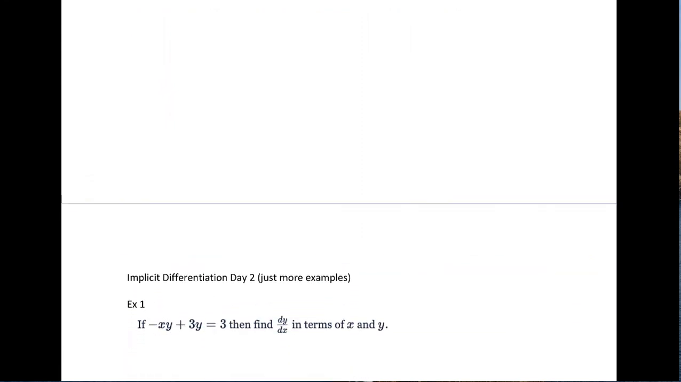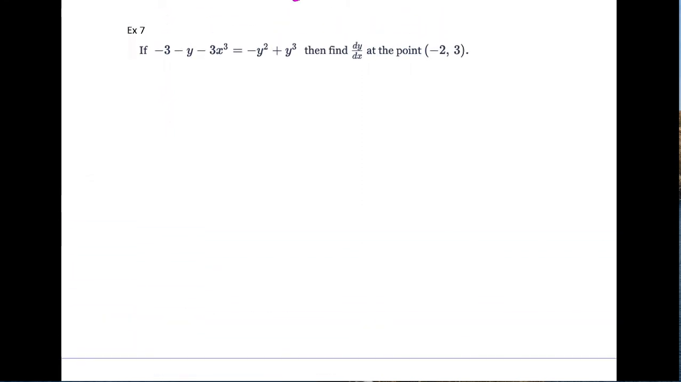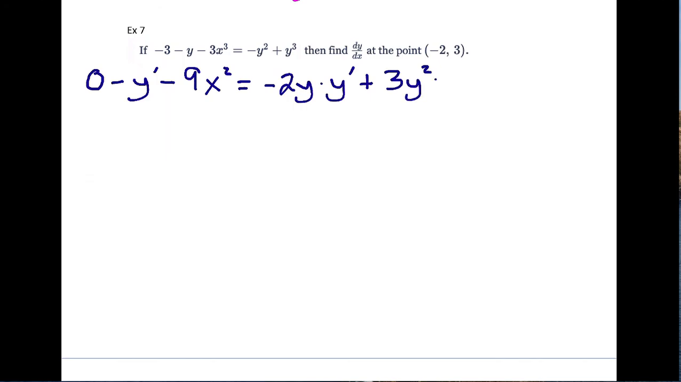Okay, last example. Now I'm going to find it, but I'm also given a point that I'm going to have to evaluate it at. So let's go through the process and just find y prime again. We take the derivative of this, got 0, because the derivative of negative 3 is 0. Derivative of y, y prime. Derivative of minus 3x cubed minus 9x squared. Derivative of negative y squared is negative 2y times y prime. Again, when I differentiate y, I'm going to need the y prime there. So bring the power down, reduce the power by 1. Next one, 3y squared times y prime.